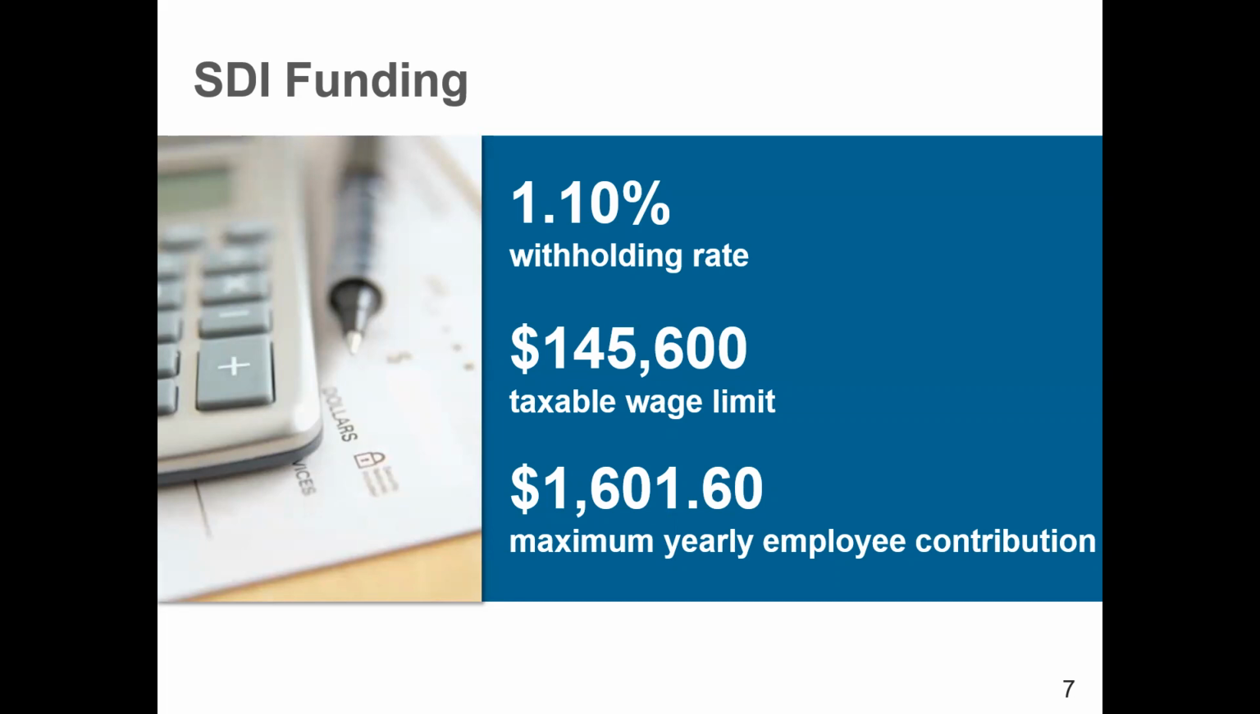The program rates are determined yearly and are posted annually around October, and they become effective on January 1st. Because SDI is completely funded by the employee, the contribution rate can fluctuate depending upon the stability of the fund. On your screen are the program 2022 rates and contribution information for California workers.